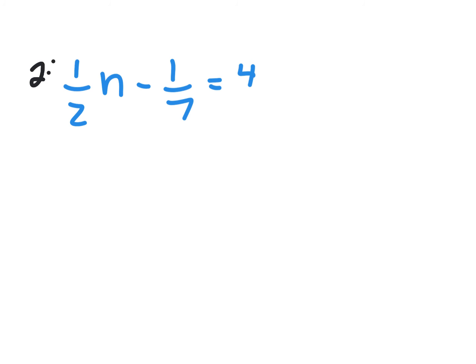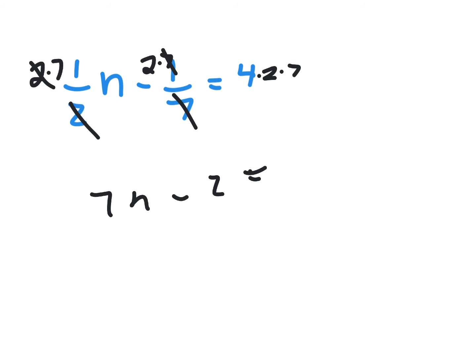Are you multiplying by 2 and 7? You can do it at the same time. It makes tons of sense to do that, because then this 2 will cancel this 2. This 7 will cancel this 7. And you get 7n minus 2 is equal to 56. And from there, it's just 2 more little steps, adding 2 and dividing by 7.